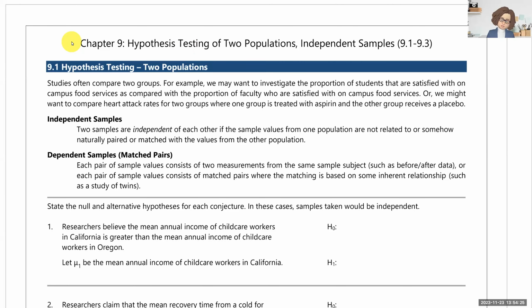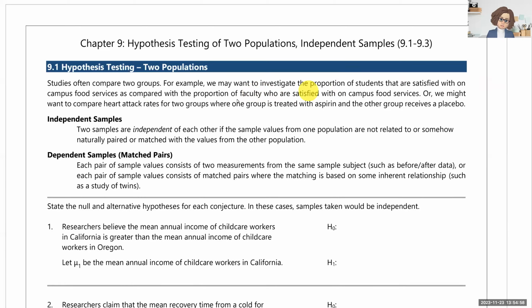Welcome. We now begin Chapter 9, titled Hypothesis Testing of Two Populations, and we'll be considering cases of independent and dependent samples, but let's just first get a general overview here. So studies are often done to compare two groups. For example, perhaps we'd like to investigate the proportion of students that are satisfied with on-campus food services as compared with the proportion of faculty who are satisfied with on-campus food services.